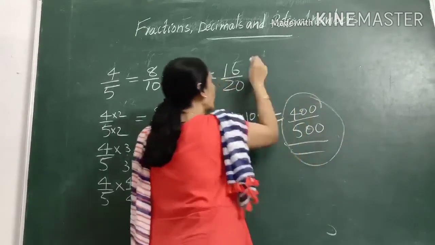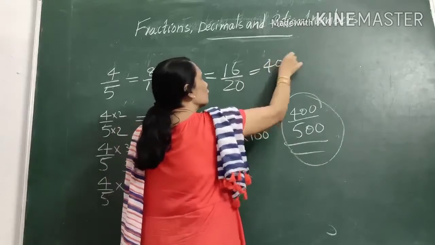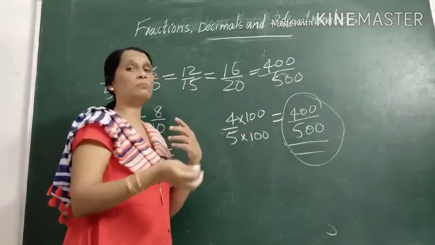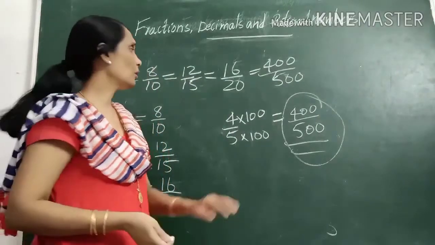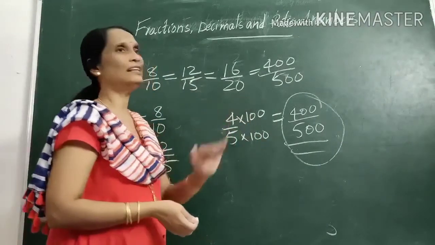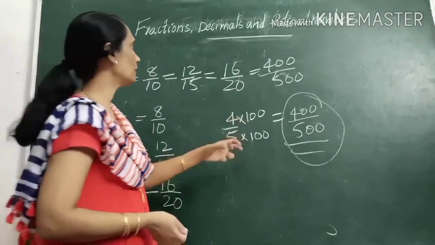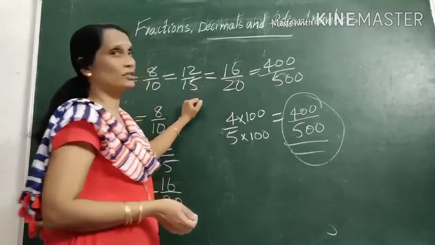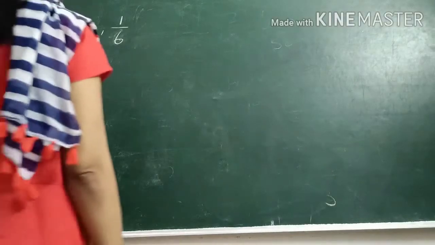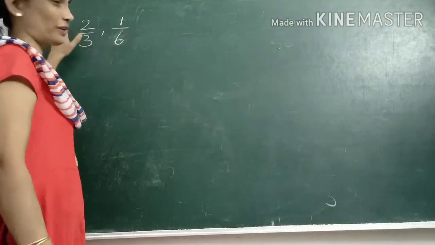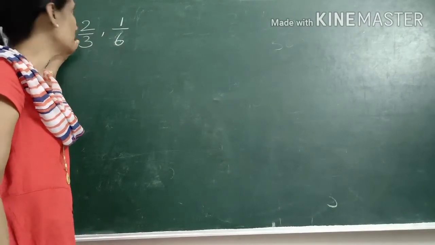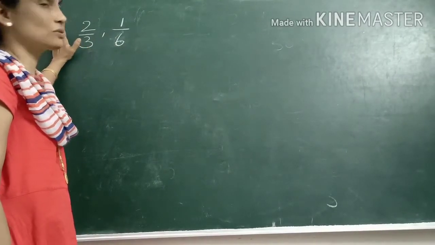400 by 500 is also an equivalent fraction. By multiplying any number on both numerator and denominator, you get an equivalent fraction. Okay, let us compare these two fractions, 2 by 3 and 1 by 6. Which is bigger among these two?